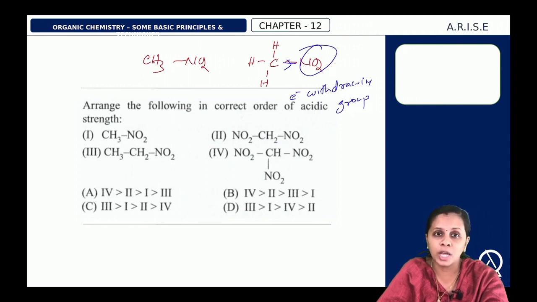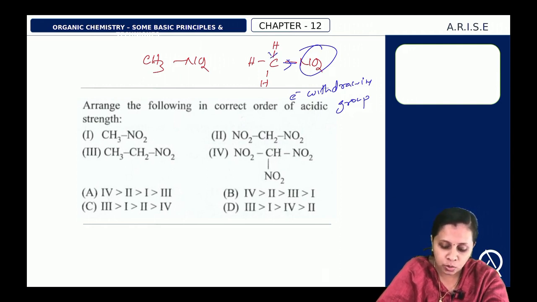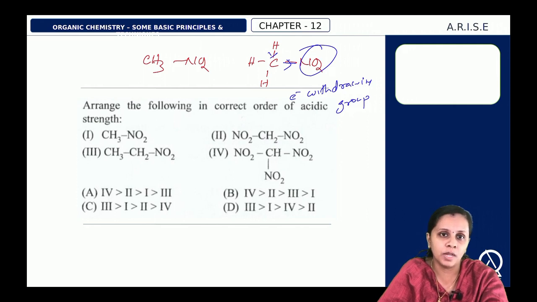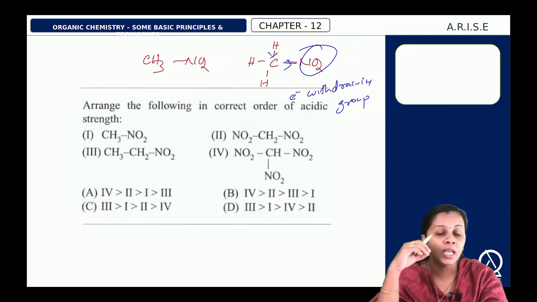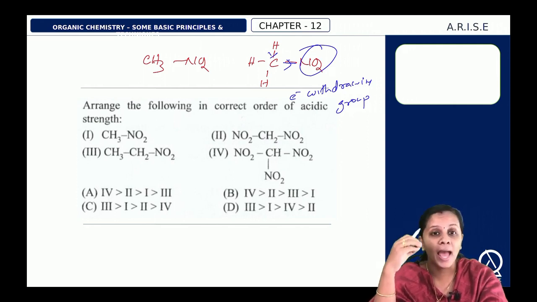So what does this carbon do? It will pull the electrons of the CH bond towards it, which makes the CH bond polar and makes the release of H+ easy. So the presence of electron withdrawing groups in hydrocarbons will make the CH bond polarized and will make the release of H+ easier. So the presence of an electron withdrawing group increases the acidic strength.